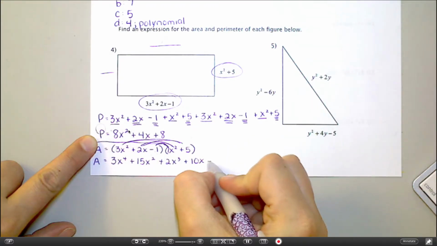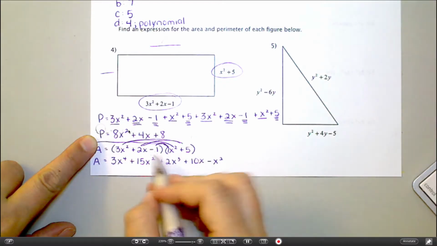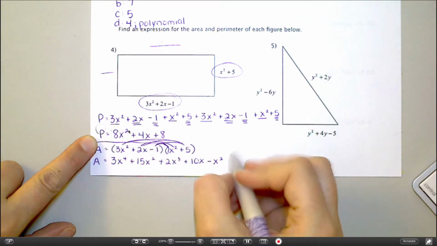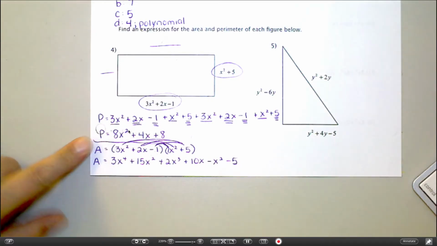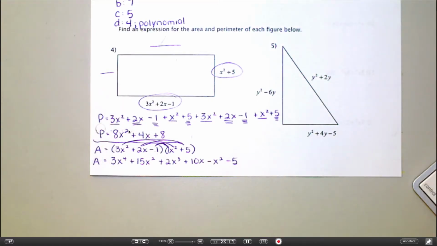Negative 1 times x squared is negative x squared. And then negative 1 times 5 is negative 5. Okay, so I multiplied all of that out. Everyone good on that?